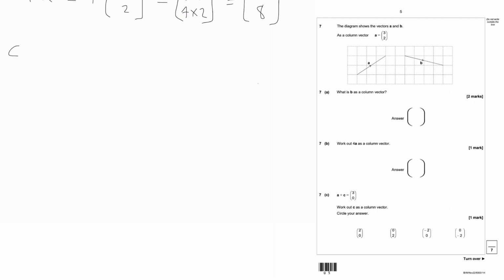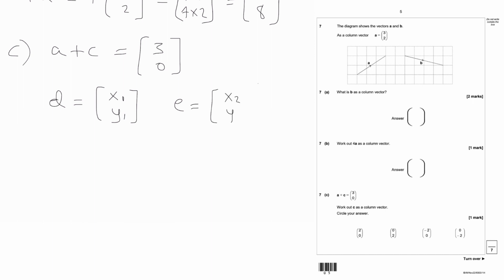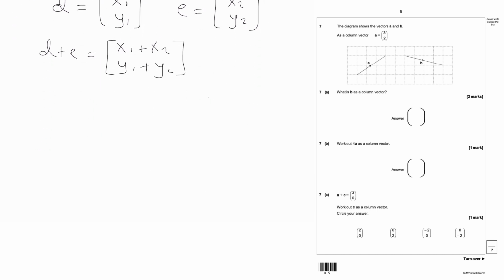So for part C, we're told that A plus C is equal to the column vector 3, 0. Now let's just remind ourselves, if we have a column vector D, which has the values x1 and y1, and another column vector E, which has the values x2 and y2, then D plus E is going to be a column vector of values x1 plus x2 and y1 plus y2. So we add the like elements together.